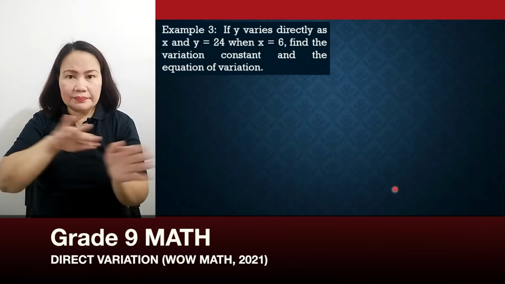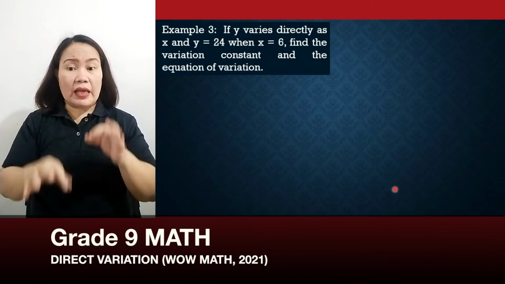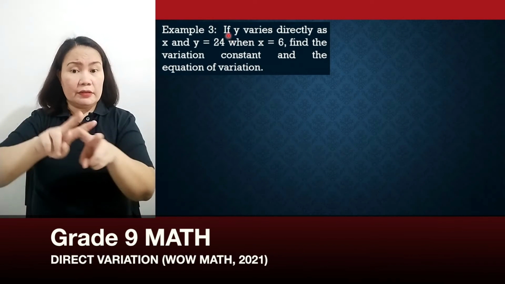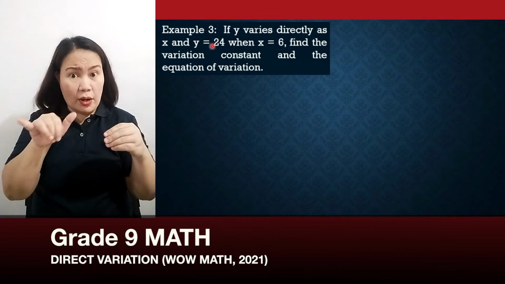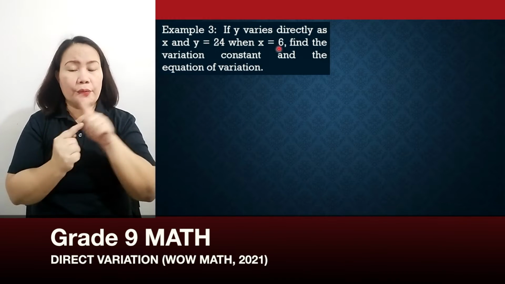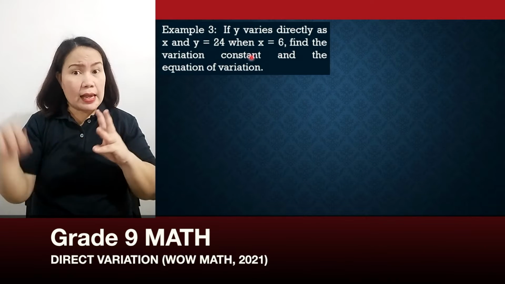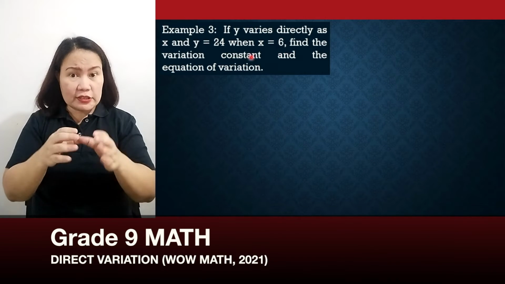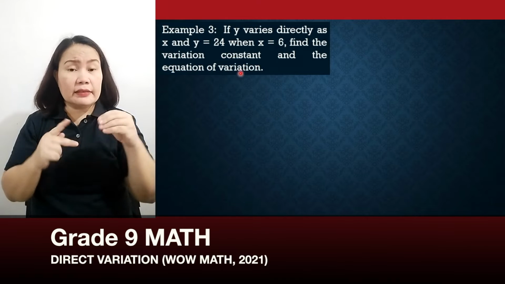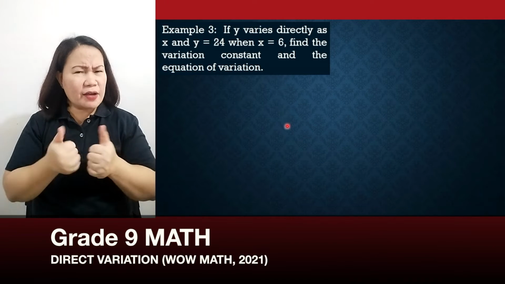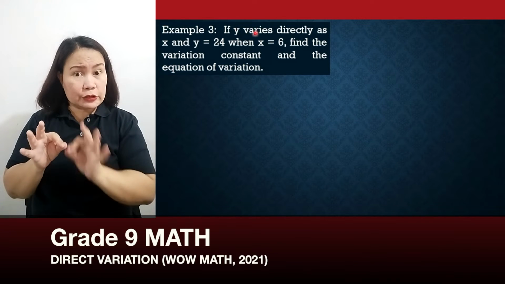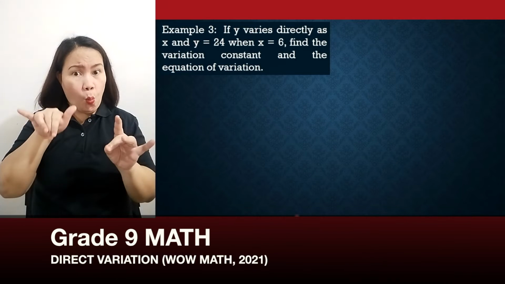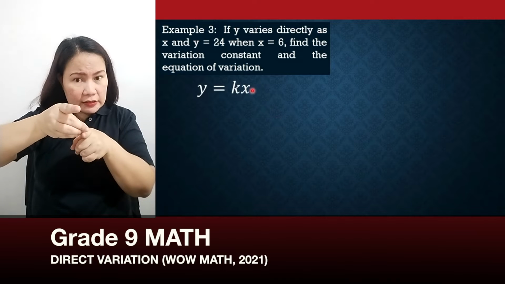For example number 3, if Y varies directly as X and Y is equal to 24 when X is 6, find the variation constant. So, kukunin natin yung K dito. And the equation of variation. So, paano natin gagawin? So, first, kailangan natin i-translate yung statement na to. Y varies directly as X. So, that is Y is equal to KX.